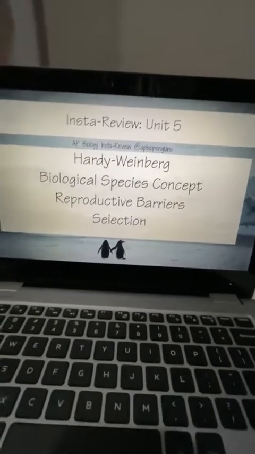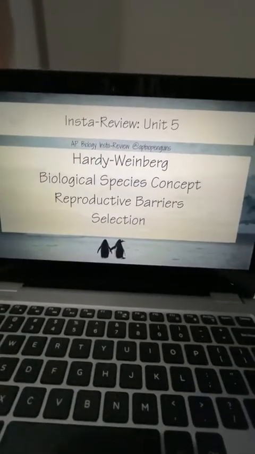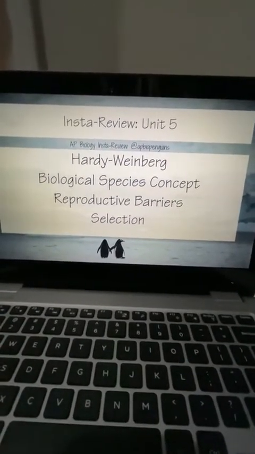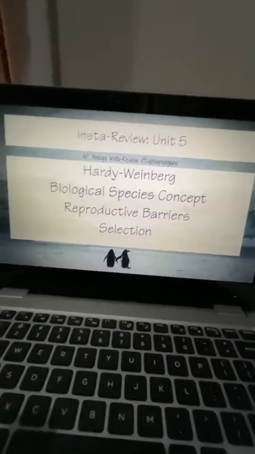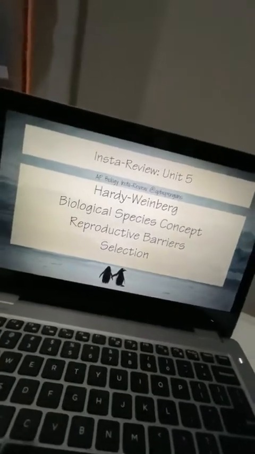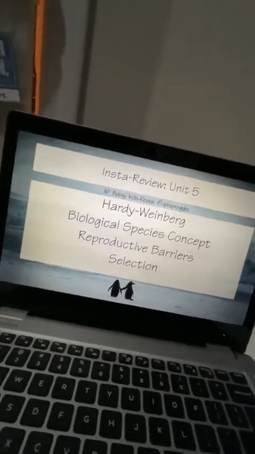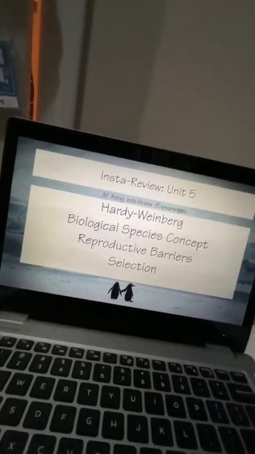The things that we're going to talk about: Hardy-Weinberg, the biological species concept, reproductive barriers, and selection. As I was getting ready for the session, I noticed that I left out the evidence of evolution, but the evidence of evolution is very obvious and mostly just looks at homologous structures and convergent evolution versus, of course, evolution.